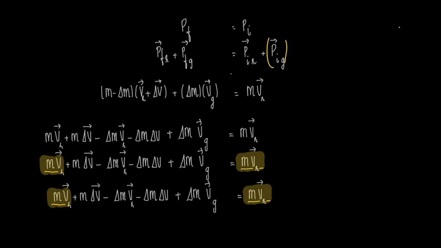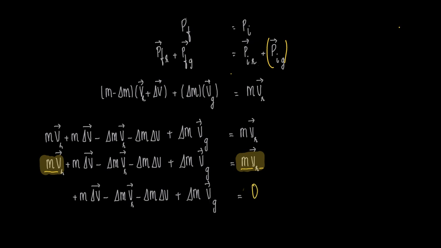So if you observe this equation, we have two terms common on the LHS and RHS, which means that we can remove these two terms, right? And all we're left with is m delta v minus delta m vr minus delta m delta v plus delta m vg is actually equal to 0.